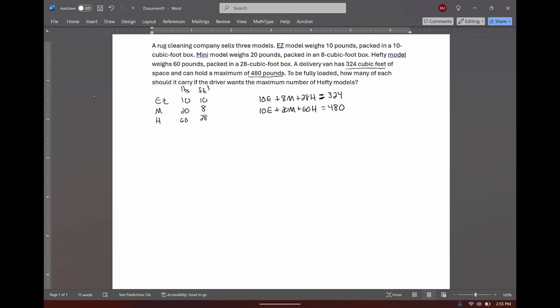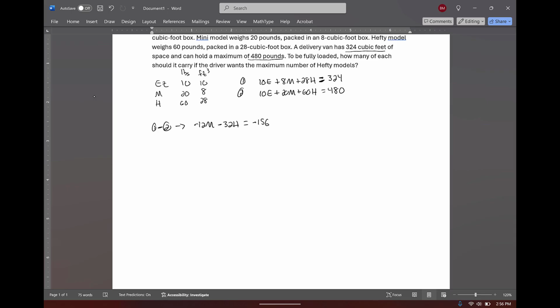A couple different ways we can accomplish that. Let's call this equation 1 and equation 2. If I just subtract those equations, equation 1 minus equation 2, I'm going to have 10e minus 10e, and the e's go away. I'm going to have 8m minus 20m, which gives me negative 12m. And then 28h minus 60h gives me negative 32h. And then 324 minus 480 gives me negative 156.